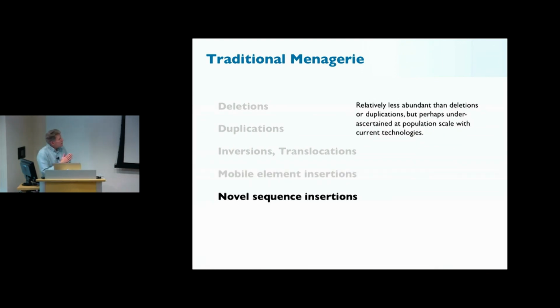Novel sequence insertions tend to be relatively less abundant. What I'm talking about in terms of novel sequence insertions here is really DNA that we know to be human, or maybe we didn't even know was human, and it suddenly shows up in somebody's genome, or maybe we knew it was human but didn't know where it went, and we suddenly can figure out where it goes in somebody's genome. This tends to be relatively less abundant than deletions and duplications.